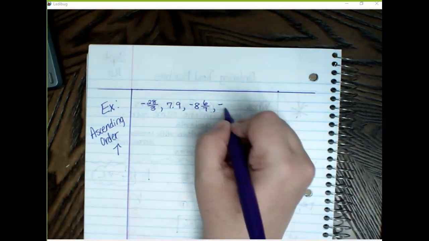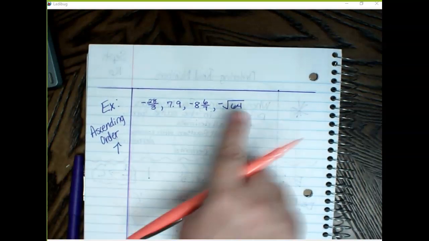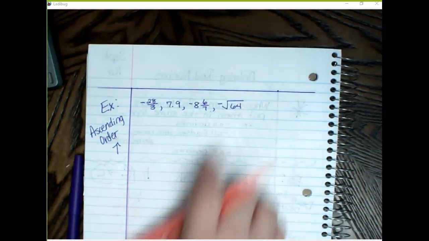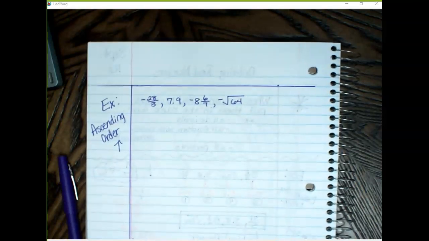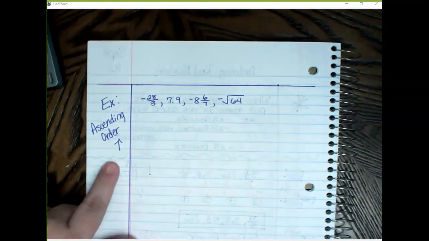And the last number is going to be negative square root of 64. All right, are they all the same form? I got some fractions, some decimals, some square roots. They're all different. So I'm going to need to make them in the same form, but I need to know I'm going up, ascending. Is that least to greatest or greatest to least?